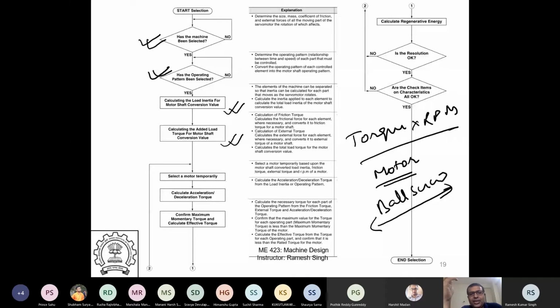How do I estimate it? Because torque is what will basically define the power, so I need to know what torque. How do I estimate my torque for a given ball screw, or for any other operation? So where can torques come from? Any answers?